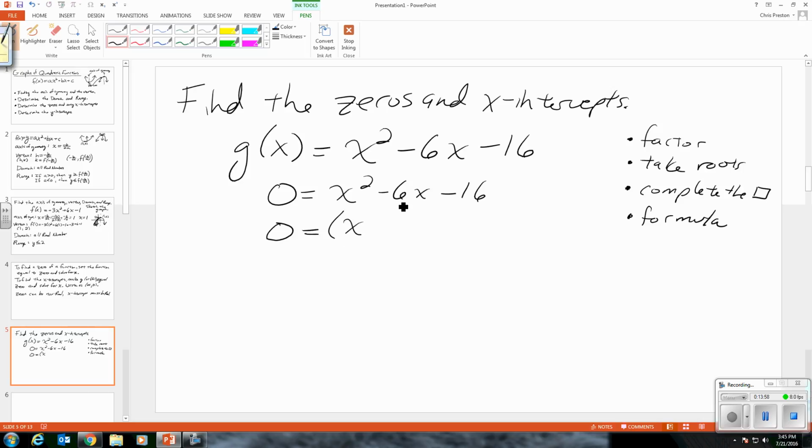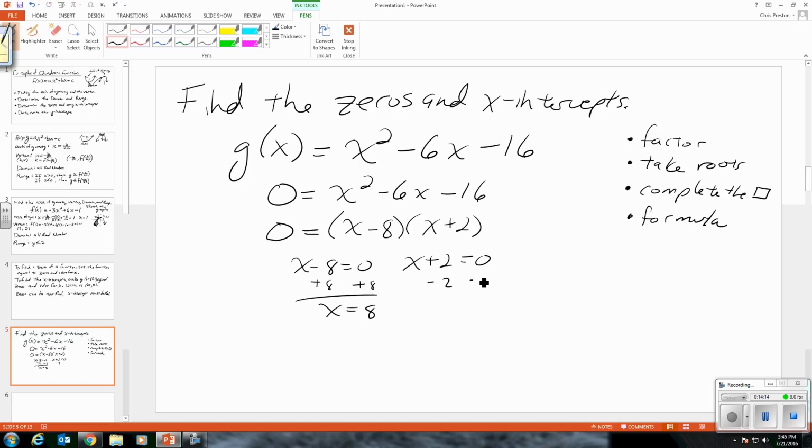Factors of 16 that differ by 6 are 8 and 2. You know, different signs, the bigger one's negative. Set each of those equal to 0. So x minus 8 equals 0. X plus 2 equals 0. Add 8, so x equals 8. Subtract 2, x equals negative 2.